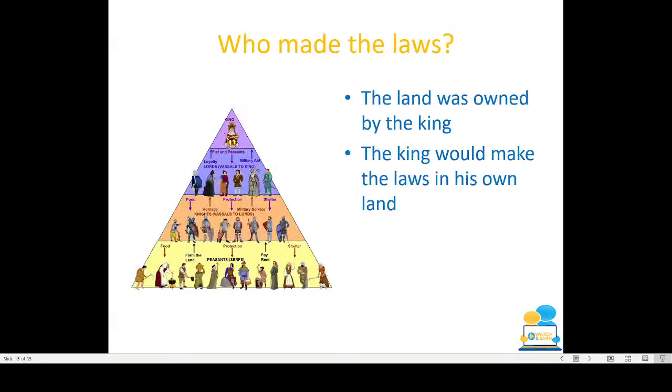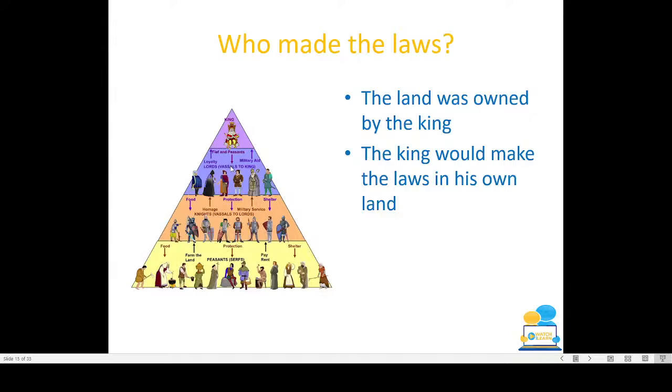So if we have a look here, we have who made the laws. The land was owned by the king, and the king would make the laws in his own land. I'll go through and explain this here. On the left we have a pyramid, and this pyramid is showing us the feudal system. The feudal system was how medieval society worked. At the very top, we have the king, and the king rules their kingdom. In Europe during medieval times, there are lots of different kingdoms, and the king would rule their kingdom.